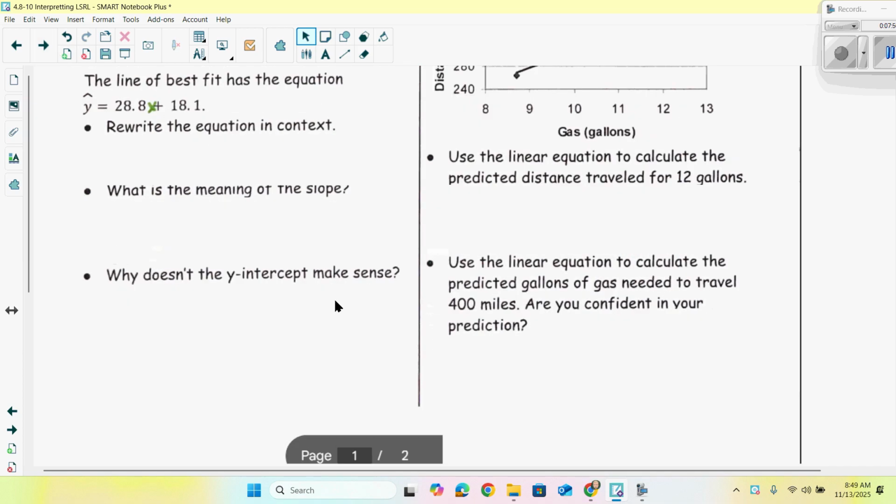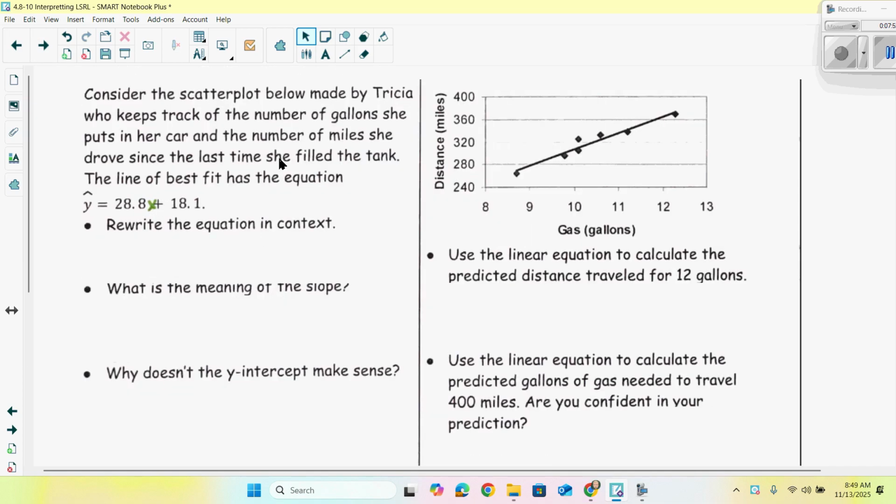Okay, here's another example, very similar. If you could go through this, see if it makes sense, and then you'll see the answers here. You can see how your thinking is working here.